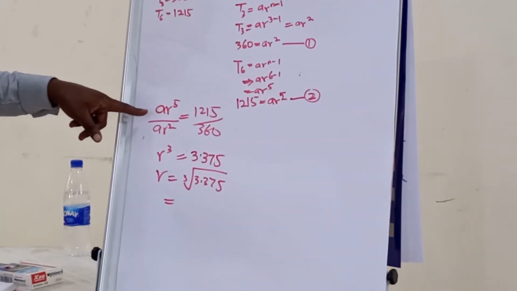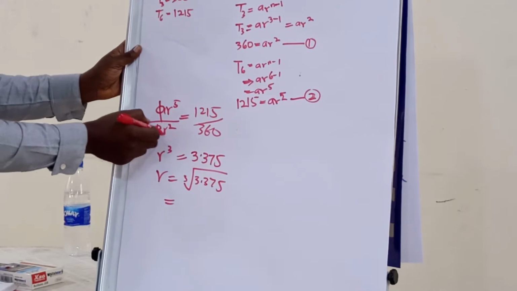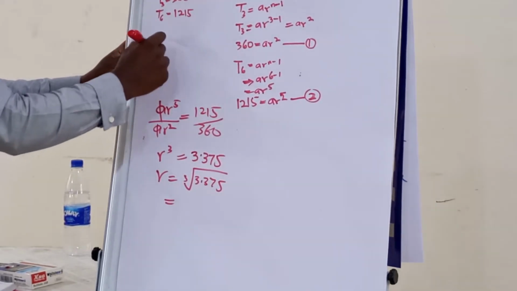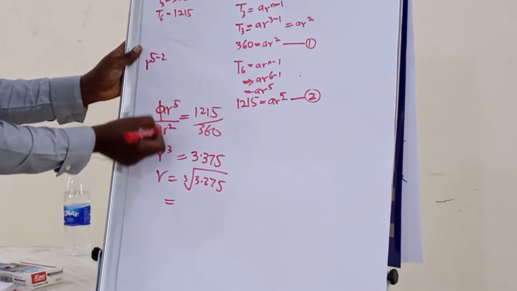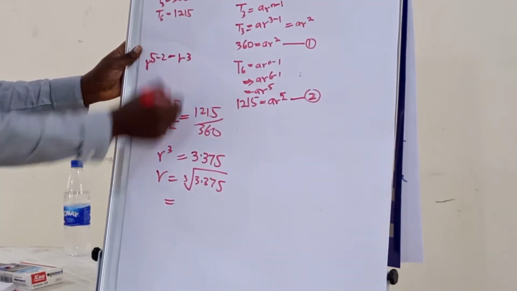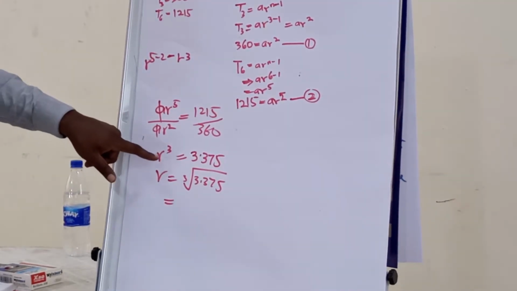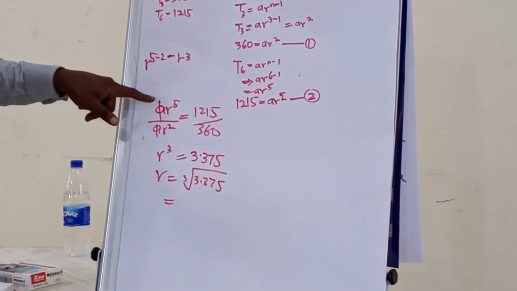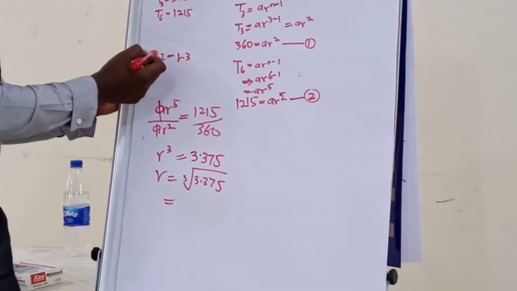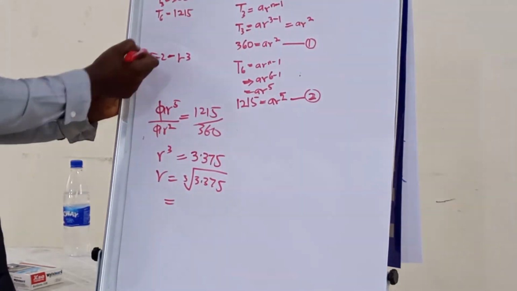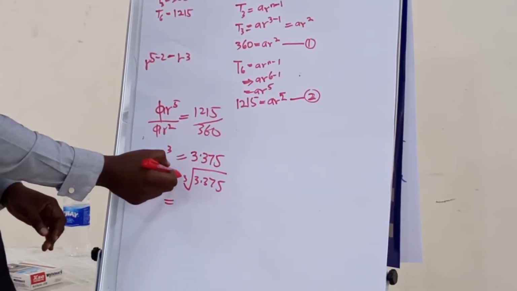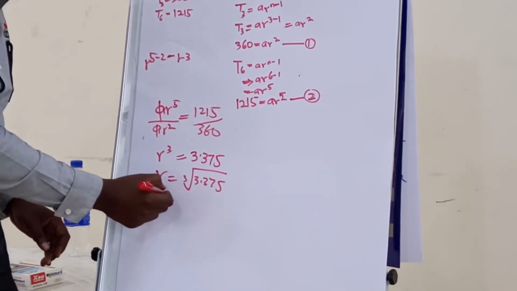What method do you use to solve this? Who can tell me? We are using the rules of indices. We have r^5 minus what? 2. Because they have the same base, when dividing you subtract the powers. So it's going to give you r^3. That's how we got this r^3 here. So 5 minus 2, we are subtracting the powers, we have r^3. So whatever you get here, you find the cube root of this. That will give us the answer.